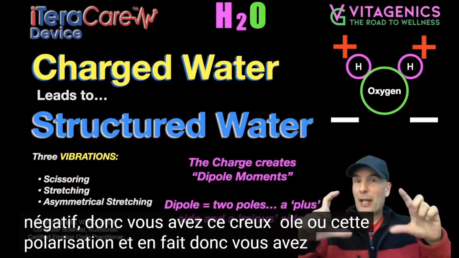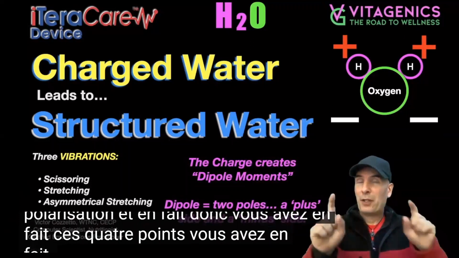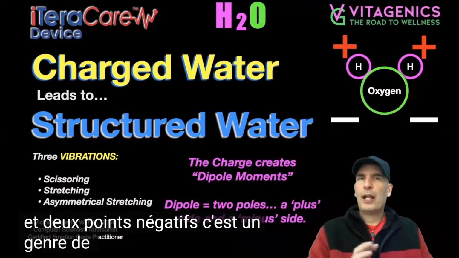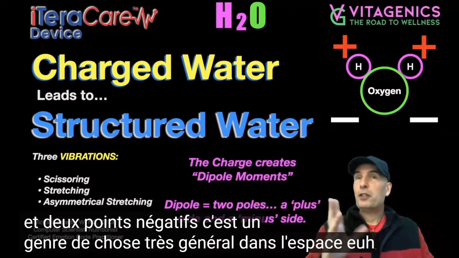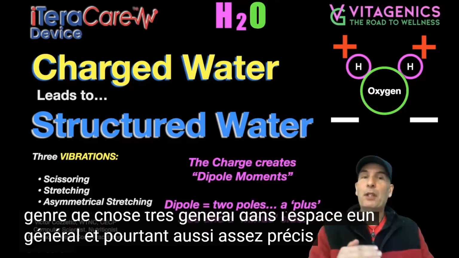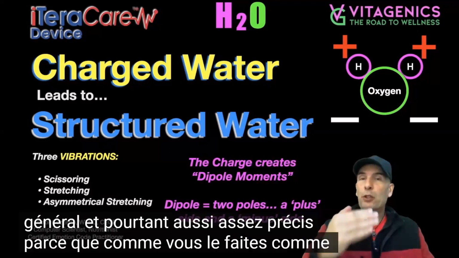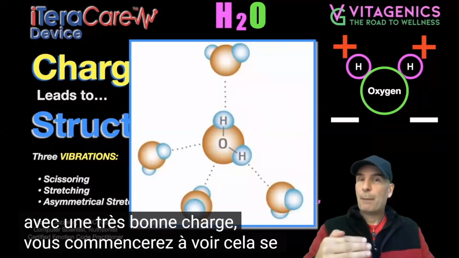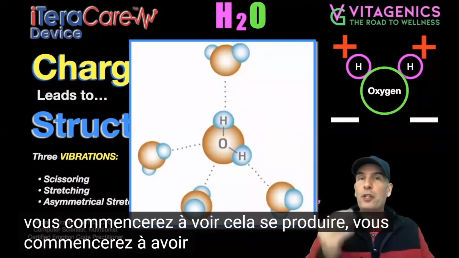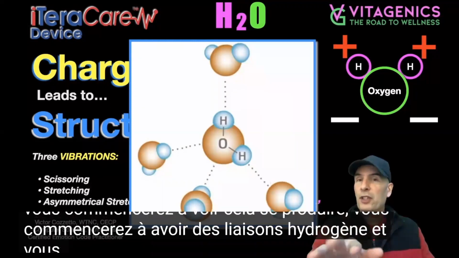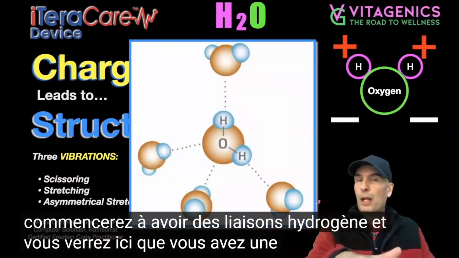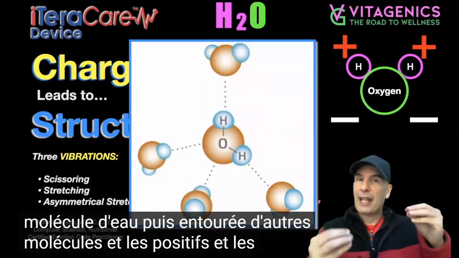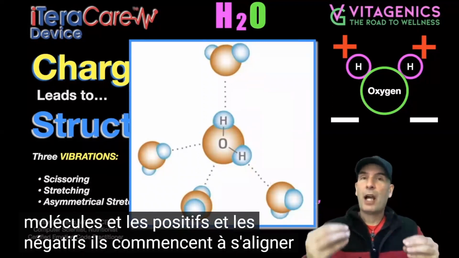And so you actually have these 4 points. You actually have these 2 positive points and 2 negative points. It's a very general kind of thing in the space. General and yet also quite precise, because as you do this, as you create it with a really good charge, you'll start to see this happen. You start to get hydrogen bonds. And so you'll see here, you've got one water molecule then surrounded by other molecules. And the positives and the negatives, they start to line up.